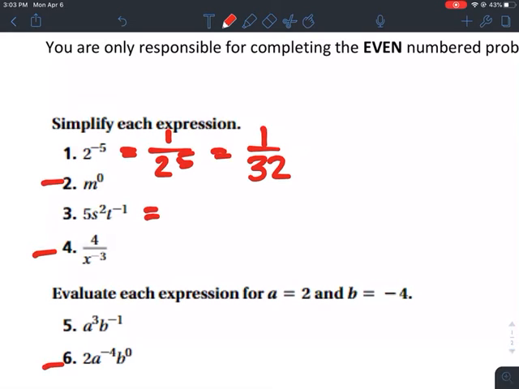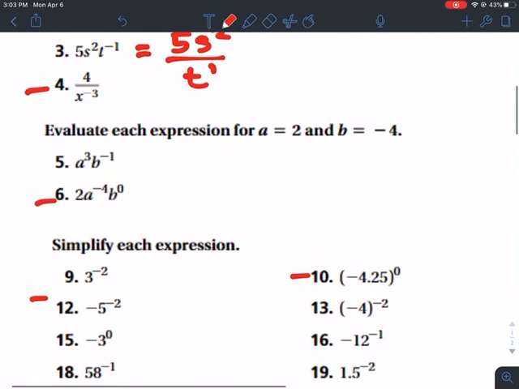For number 3, the 5s squared will stay on top, and then the t will just go to the bottom. Okay.